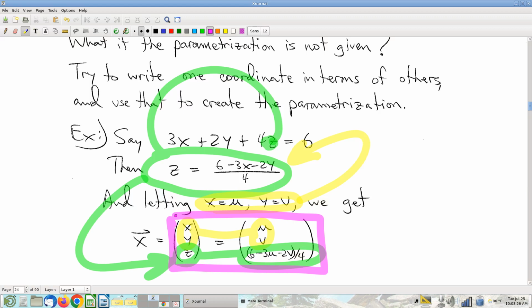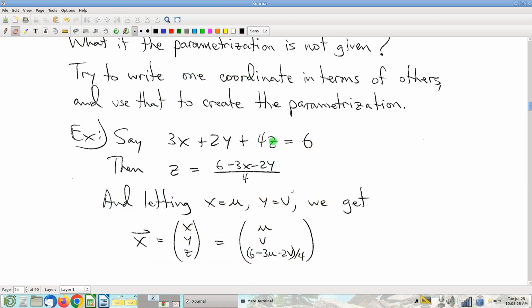So, two-step process. Step one, solve for one of the variables in terms of the others. In other words, write it as a graph. Step two, let the input variables be your parameters. And I guess let's call it step three, write down the resulting parameterization that is already determined. Everybody happy?